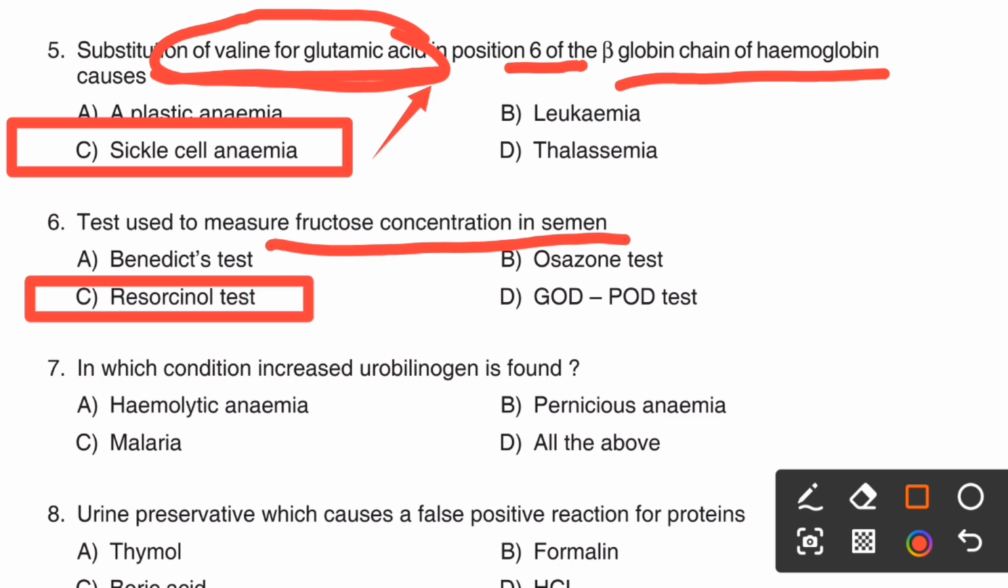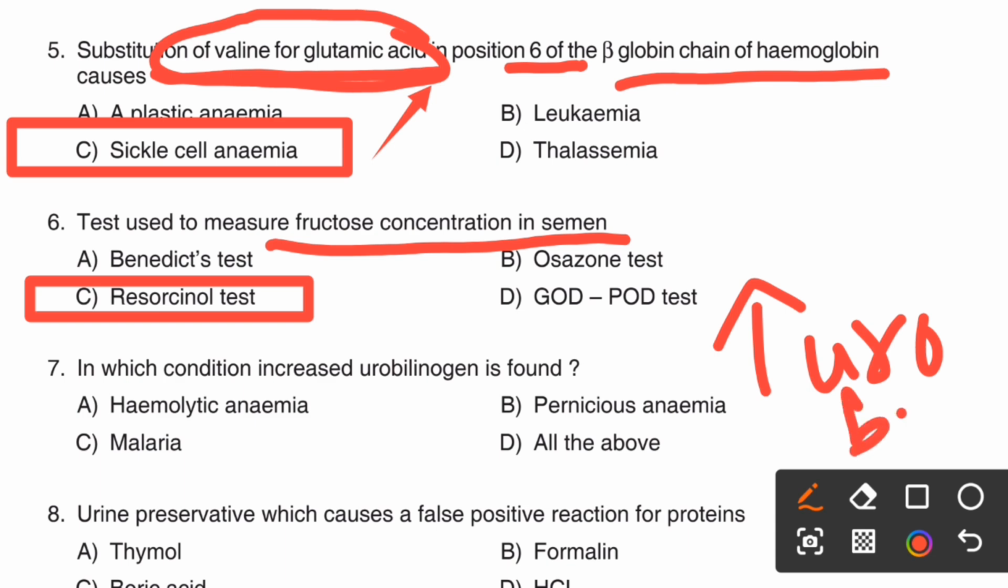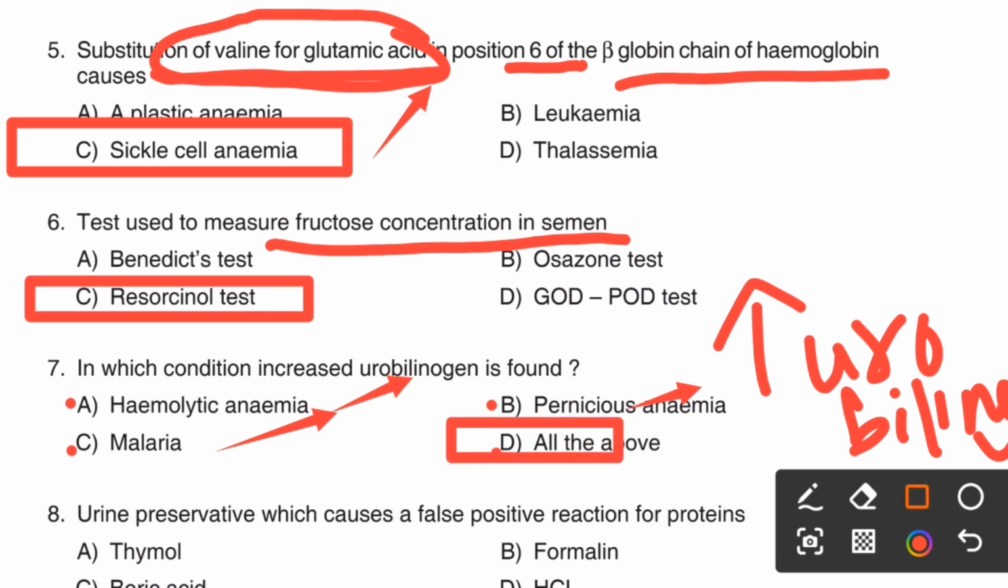Next one. In which condition increased urobilinogen is found? Option A hemolytic anemia, option B pernicious anemia, option C malaria, option D all the above. Increase urobilinogen. In which of the following conditions high urobilinogen is seen? We know that in hemolytic anemia, pernicious anemia and in malaria there will be high urobilinogen. So the right answer here is option D, all of the above.